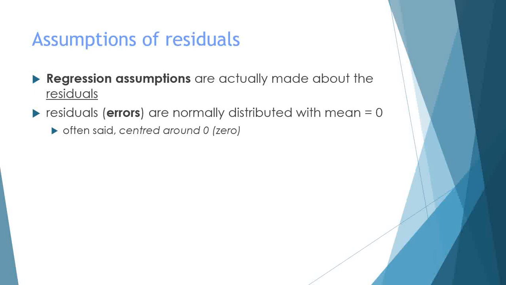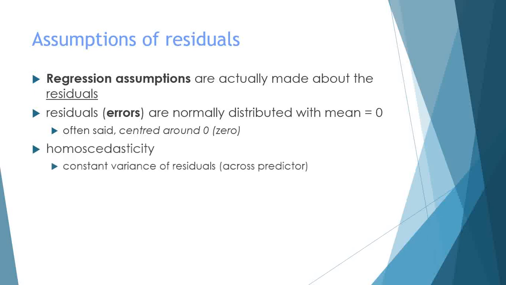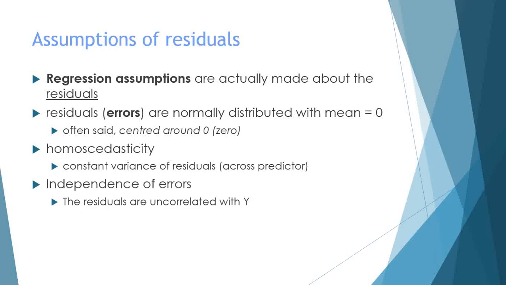So, in other words, if they're completely random, there will be as many points above the regression line as below, and the average distance of the residuals will have a mean of 0. Now, another assumption that we have is homoscedasticity, which we'll cover in a moment, but it's basically about the variance of the residuals. And then we have independence of errors, so the residuals are uncorrelated with y.